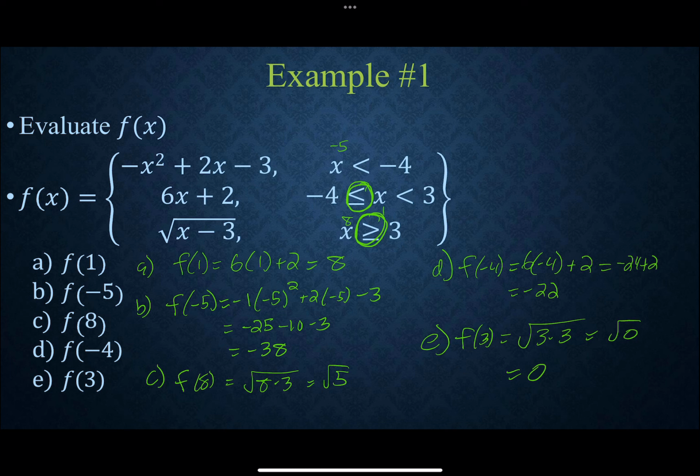So again, when it comes to evaluating the piecewise function, there could be 2 pieces to it. That's the minimum number. There could be 3, 4, 5, 6. There could be as many parts as we want to each of these functions. Just make sure you're substituting to the correct portion when you're going to get your particular value. Watch out for the inequality signs. Watch out for the equal to's.